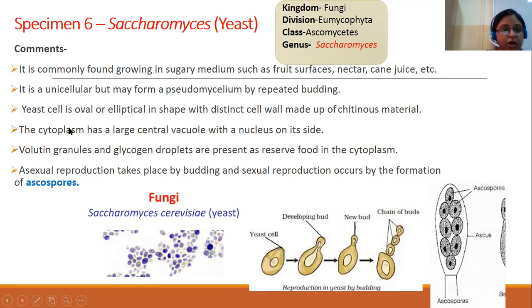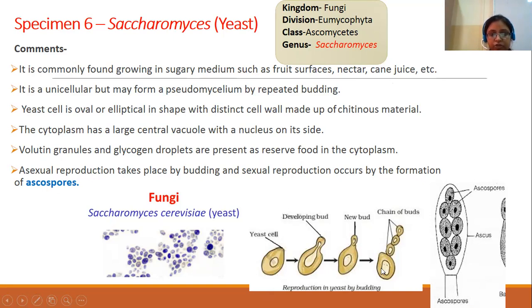Now, the cytoplasm contains a large central vacuole with a nucleus on its side, but it is a typical eukaryotic cell. Besides volatile granules, glycogen droplets are also found as a reserve food material in the cytoplasm of this fungi. Now we will discuss the asexual reproduction.